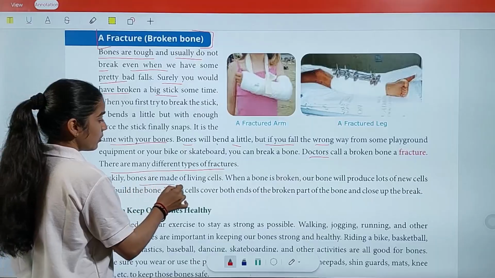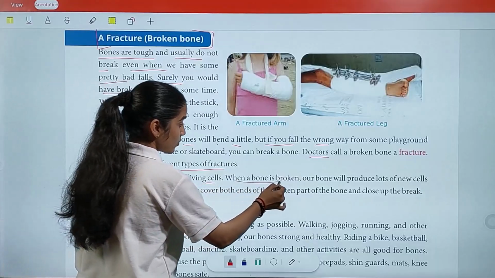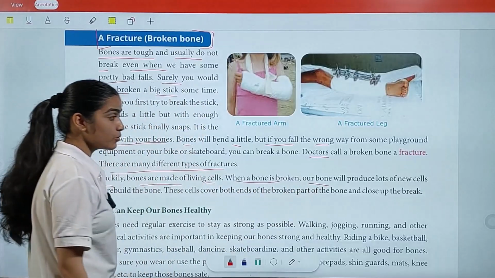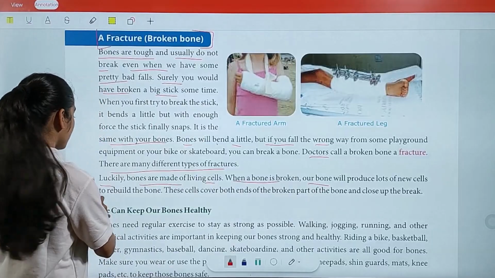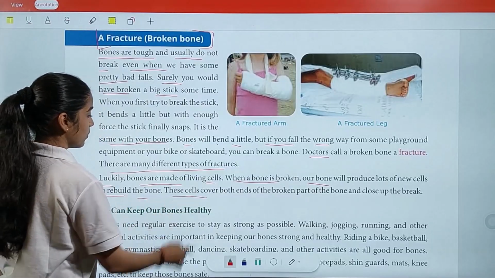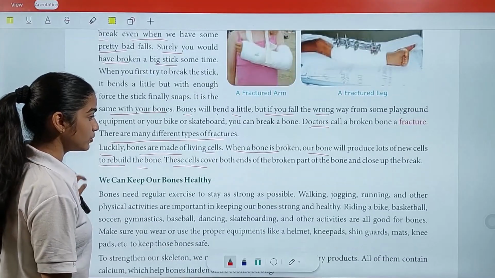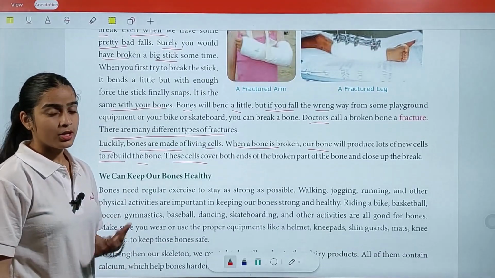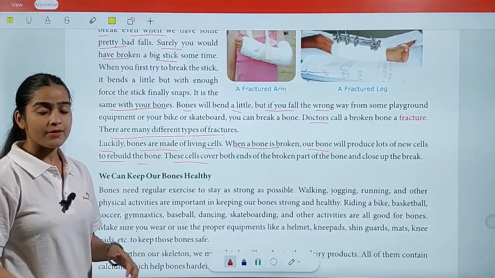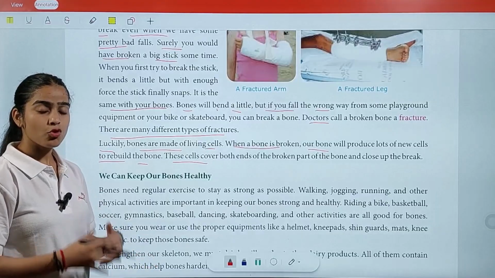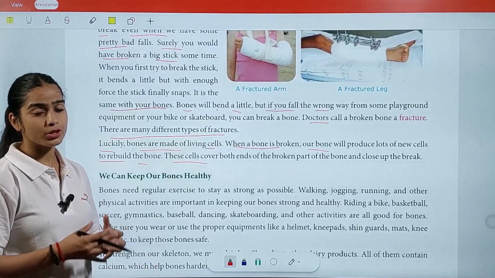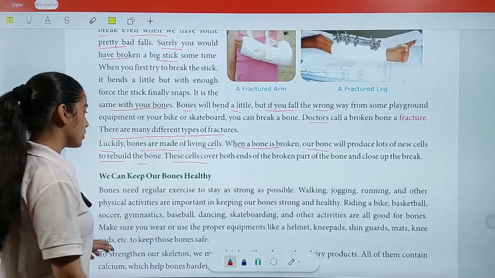Luckily, bones are made of living cells. When a bone is broken, our bone will produce lots of new cells to rebuild the bone. These cells cover both ends of the broken part of the bone and close up the break. So bone is made of living cells, and when it breaks, it produces many new cells which help us to protect and rebuild the broken bone.